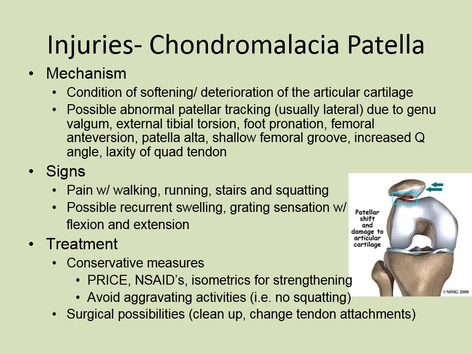For conservative measures here, we're going to do PRICE, NSAIDs, isometrics for strengthening, especially that VMO or vastus medialis oblique fibers. We want to avoid aggravating activities. So we're probably not going to have the person do squats. If we do, we'll have them do mini squats, not deep squats. And or we may just have them do wall sits instead because it's isometric and won't hurt as much.